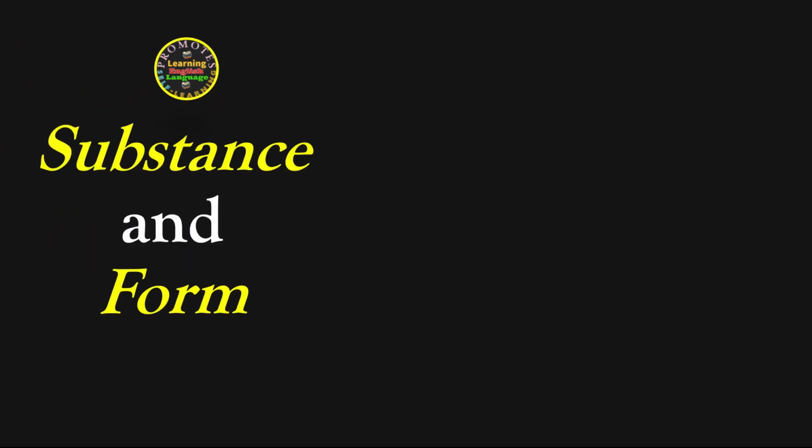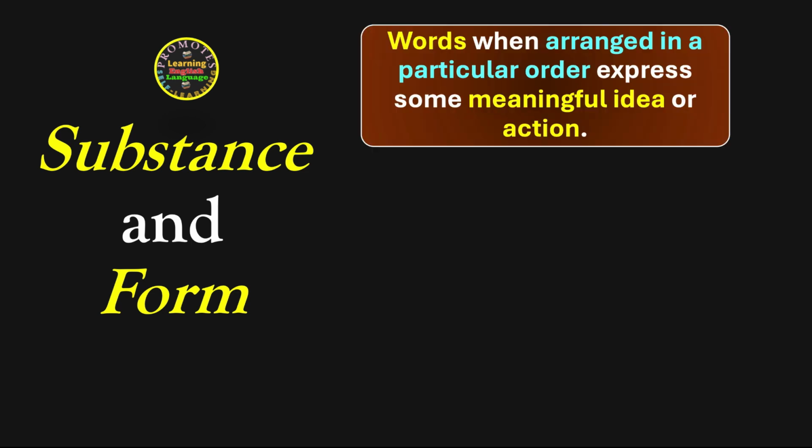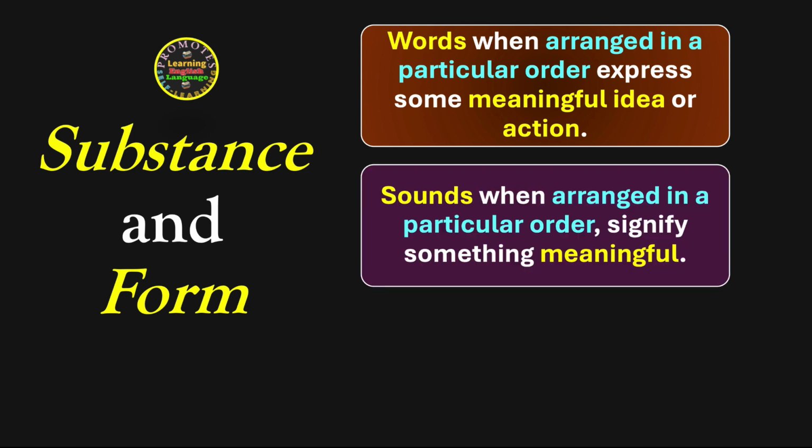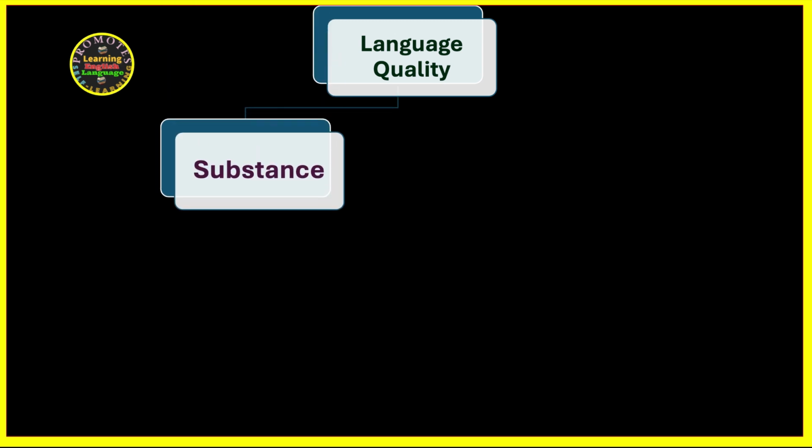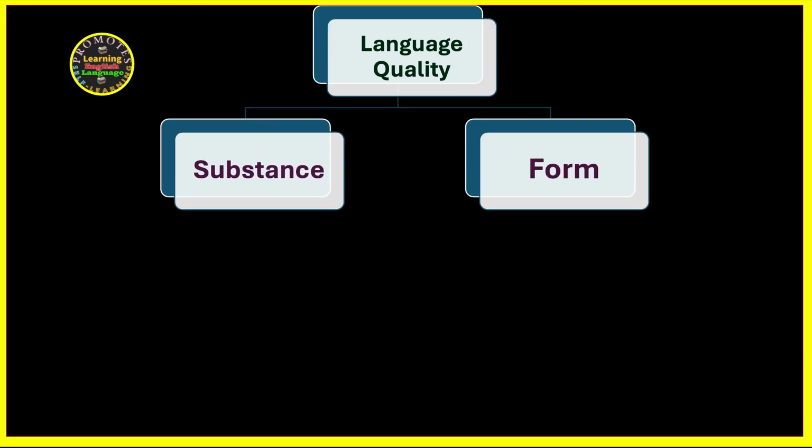We continue our discussion about the same substance and form. Words, when arranged in a particular order, express some meaningful idea or action. Sounds, when arranged in a particular order, signify something meaningful. This means that arrangement itself gives form to the substance, and the whole idea of the discussion we can put in this manner. We have the quality of language. That is how language works.